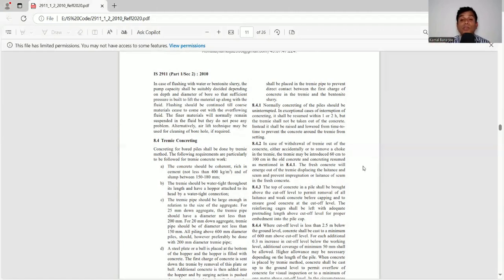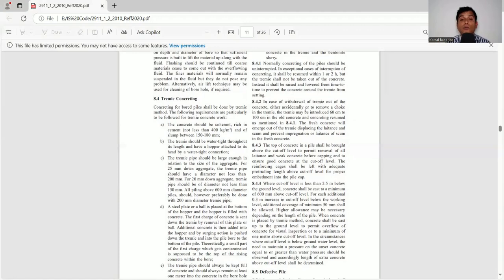In case of withdrawal of the tremie out of the concrete, either accidentally or to remove a choke in the tremie, it may be introduced 60 centimeter to 100 centimeter into the old concrete, and concreting resumed as mentioned in 8.4.1.